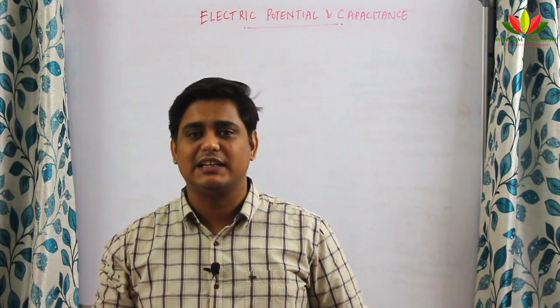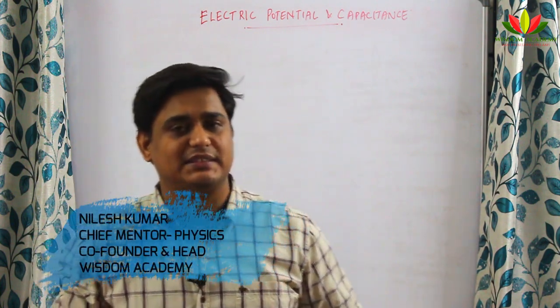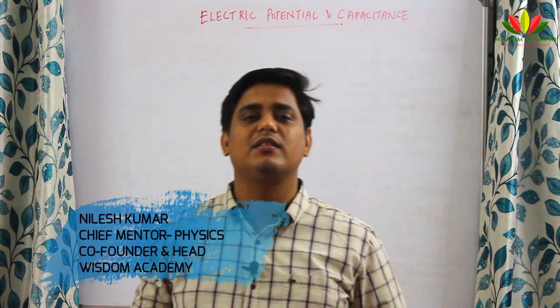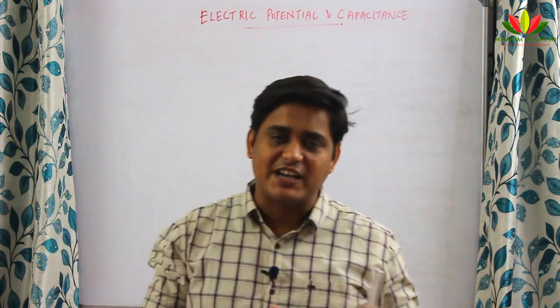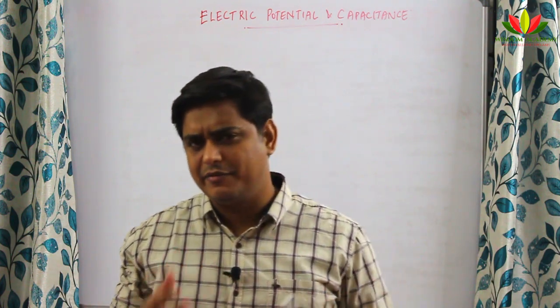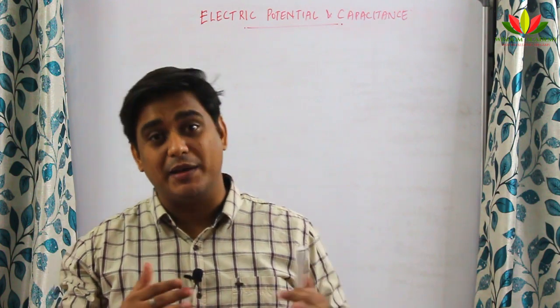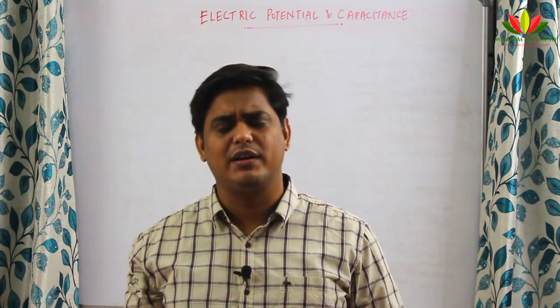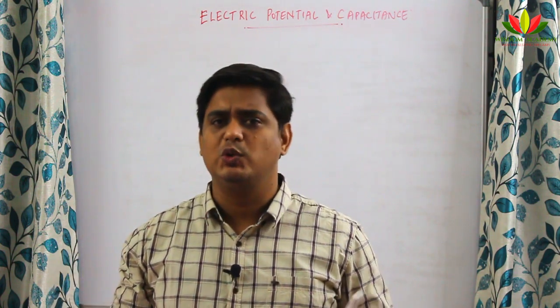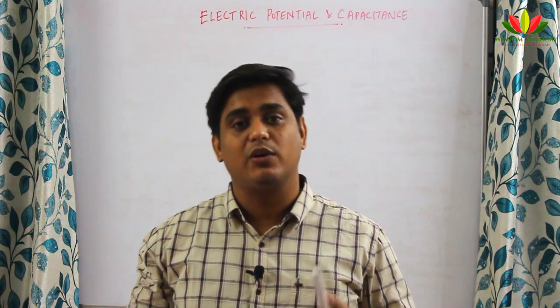Today we are going to start the second chapter of physics, that is electrostatic potential and capacitance, or electric potential and capacitance. In the previous chapter we learned about electric charges and field, where you saw Coulomb's law, electric field due to a point charge and a system of charges, the dipole, electric field due to a dipole at axial and equatorial points, electric lines of force, then Gauss law, flux and application of Gauss law.